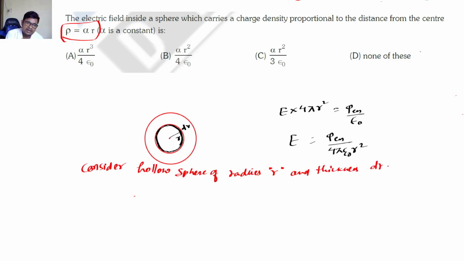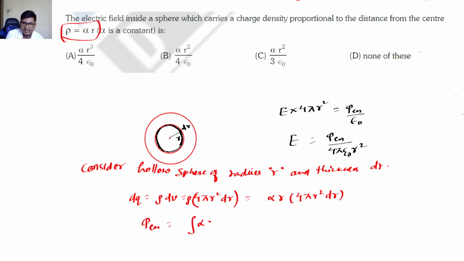So if I write dq on that element, dq will be rho into dv. dv is how much? The hollow sphere has a surface area of 4 pi r square and thickness is dr, that is dv, times rho. Now I will substitute the value of rho here because rho is variable. So alpha r, and then this is 4 pi r square dr. Okay, so for Q enclosed, I have to simply integrate it, alpha r 4 pi r square dr from 0 to r.